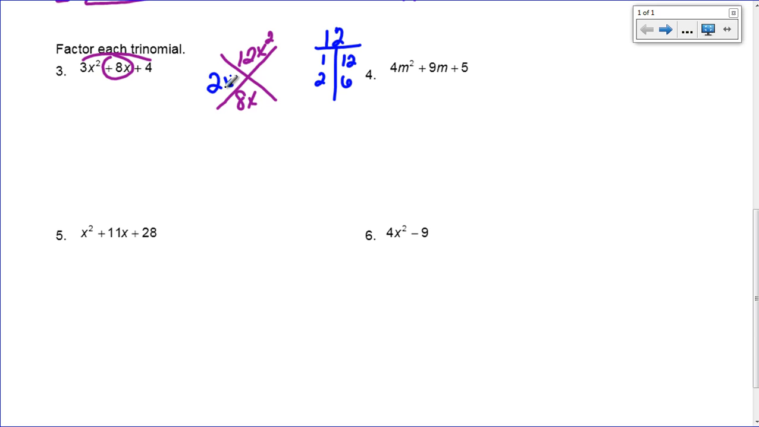So I'm going to have a 2x here and a 6x here. Order does not matter, as long as I get those two numbers in there. So these are my two numbers. I'm going to split this 8x up.